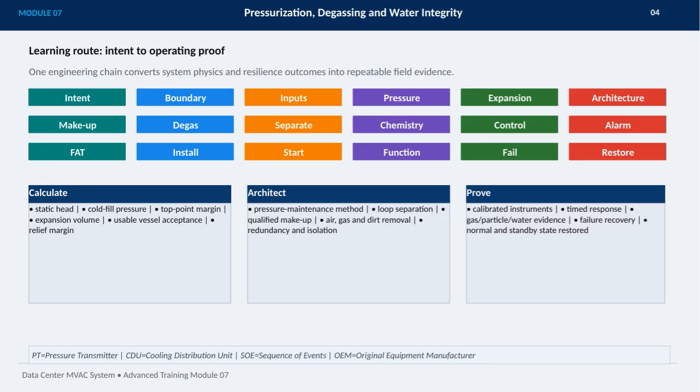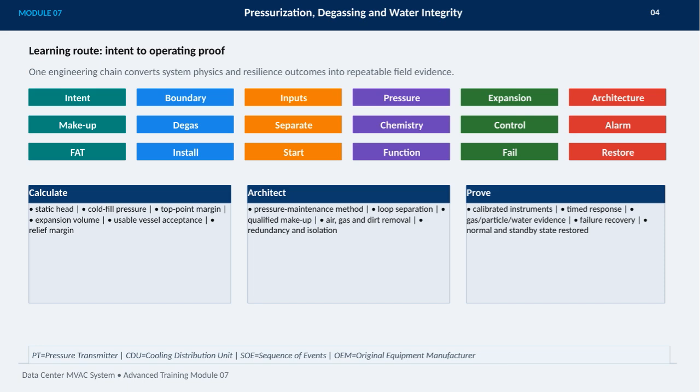In this module, we're focusing on pressurization, degassing, and water integrity within data center MVAC systems. The learning route here takes us from intent all the way to operating proof, demonstrating how a single engineering chain can convert system physics and resilience outcomes into repeatable field evidence.